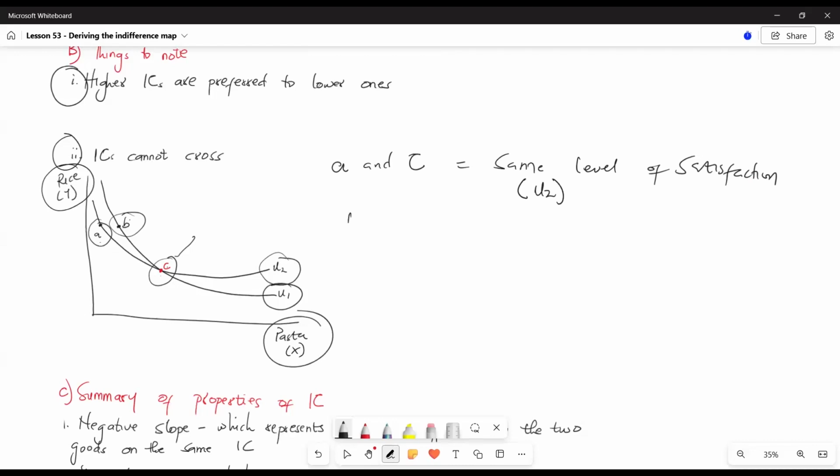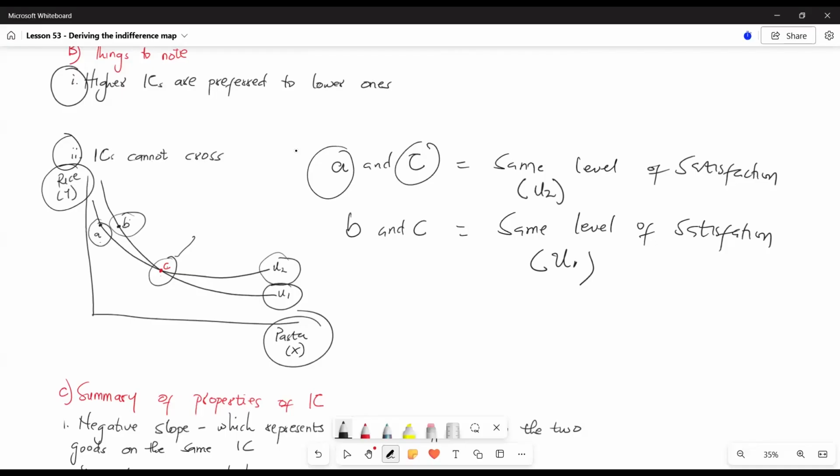The other case is that bundle B and bundle C give us the same level of satisfaction because they are on the same indifference curve U1. If the consumer is indifferent between bundle A and bundle C, as well as between bundle B and bundle C, then it's only logical to say that the consumer should be indifferent between bundle A and bundle B. But in our figure, we can see that this is not the case.